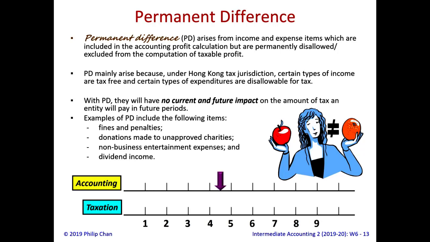Or donations made to unapproved charities. They are expenses from the accounting profit point of view, but not for tax. And non-business entertainment expenses, they are expenses from accounting profit but not for tax. And dividend income, they are in fact income from the accounting profit but not taxable profit income. Okay, so those are some of the examples you need to know.